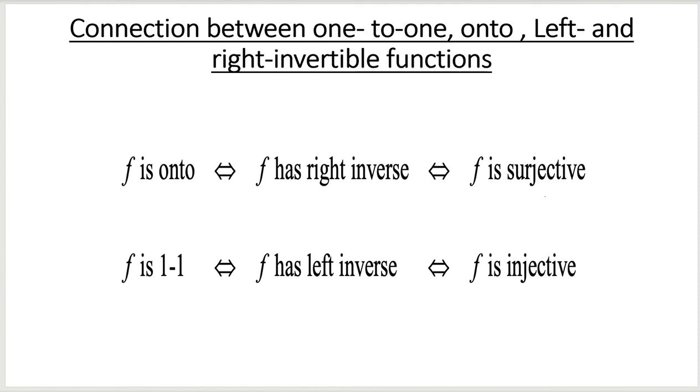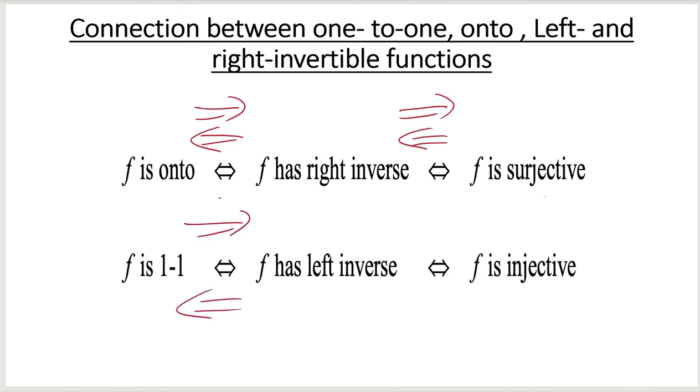And here this means a double implication. Again, double implication. These are some key concepts that you have to know, and this can save you sometimes when you are trying to prove. So we are saying that if f is onto, then f has a right inverse.